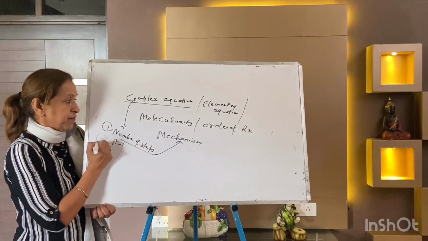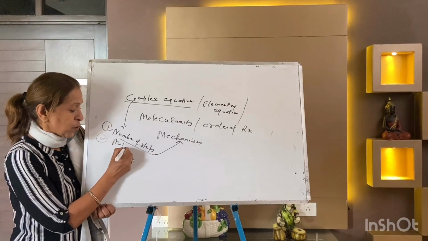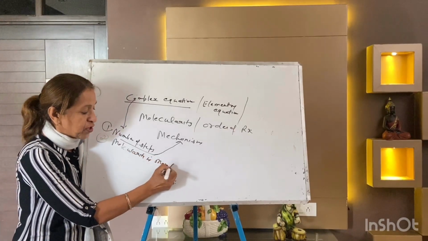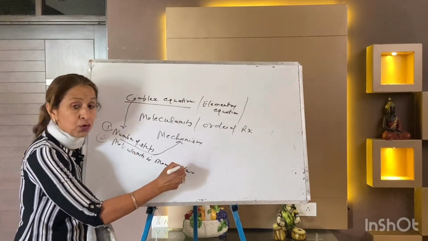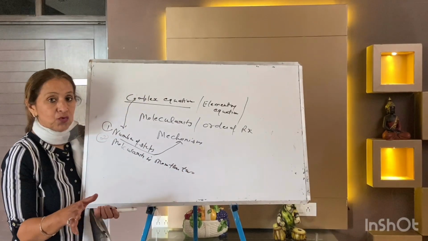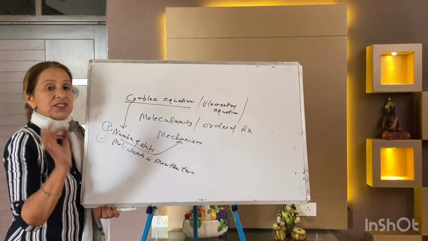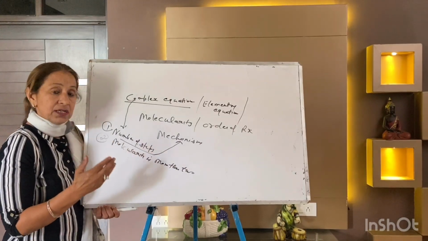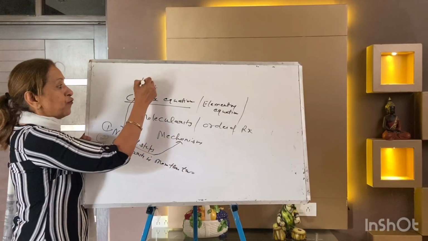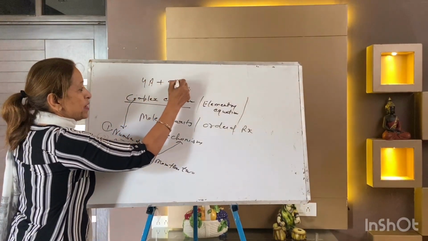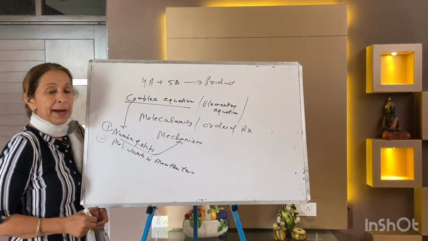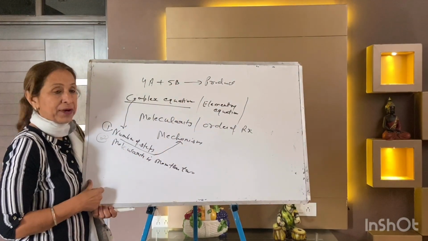Now second is, what is a complex reaction? A reaction whose molecularity is more than 2, 2 or more than 2, is a complex reaction. Now I'm taking one reaction, for example, 4A plus 5B arrow product. This is my one reaction.